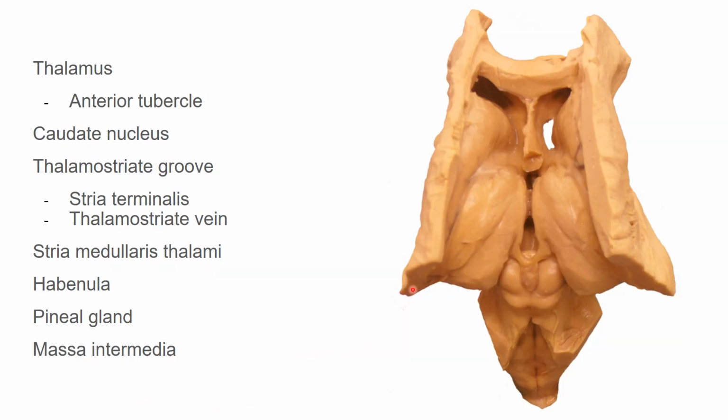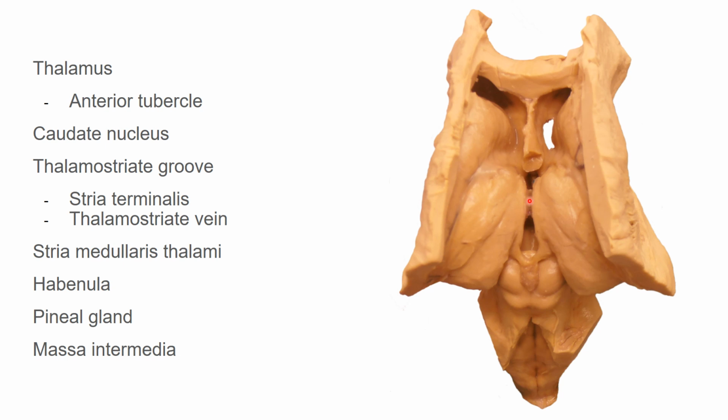So here is a gross specimen looking from the posterior, because here's your quadrigeminal plate or your tectum, and then here's your pineal gland. So here are your thalamuses, and here's your caudate nucleus. So again, here are your thalamostriate grooves right here. You can actually also see the massa intermedia, or the interthalamic adhesion, where these are communicating.